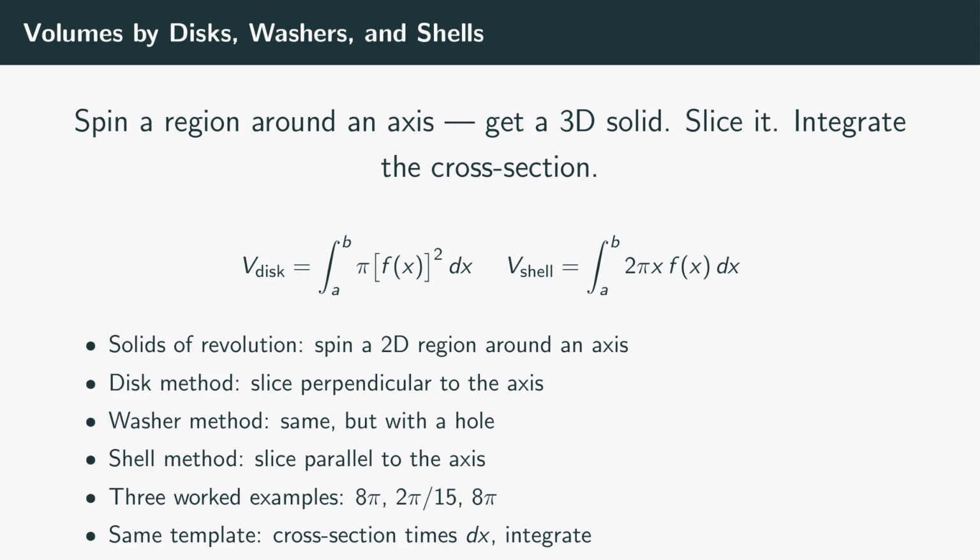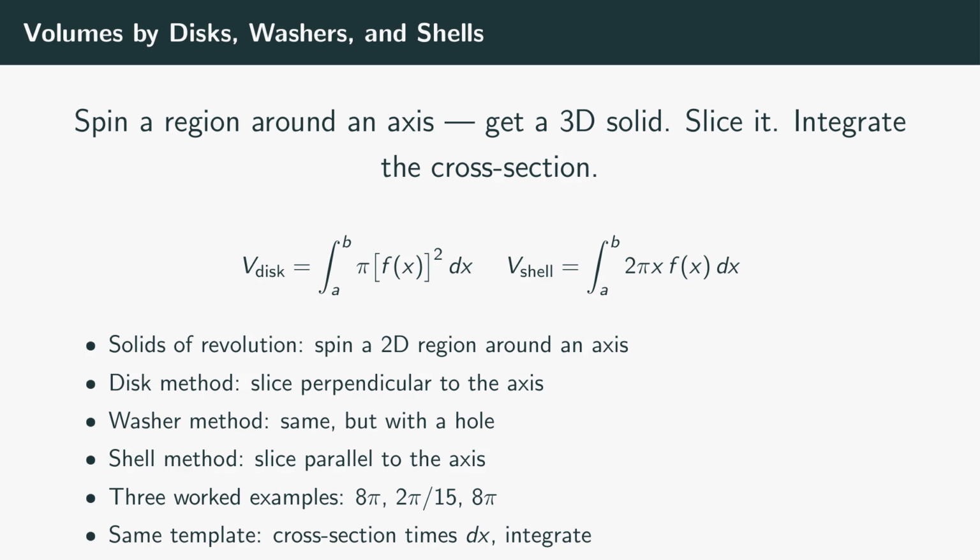Welcome back. Last episode, we computed areas of flat regions between two curves. Today, we go one dimension up, take that region, spin it around an axis, and ask for the volume of the 3D solid it sweeps out. These are called solids of revolution, and they have three classical methods of computation: disks, washers, and shells. The names sound different, but they're three flavors of the same idea. Slice the solid into thin pieces whose volume you can write down, then integrate.